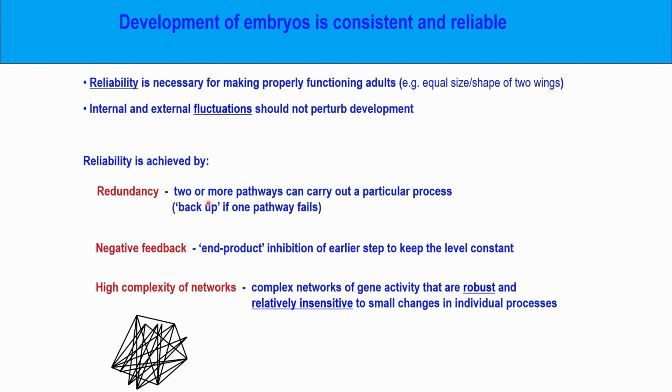And this reliability and fidelity in creating an embryo is achieved in a couple of ways: redundancy, two or more pathways that can carry out a particular process, so there's a backup if one pathway fails. Also, you have negative feedback, where the end product of a pathway can inhibit an earlier step in the pathway, so that you maintain a certain level of end product. And then there are several networks of pathways, and they are intertwined, relatively insensitive to small changes in individual steps in those pathways.